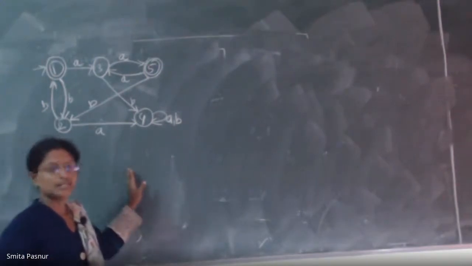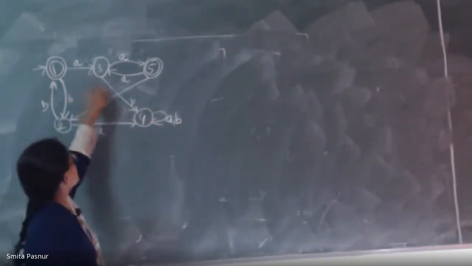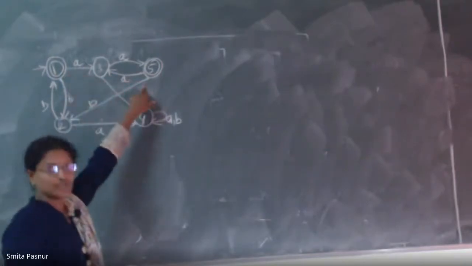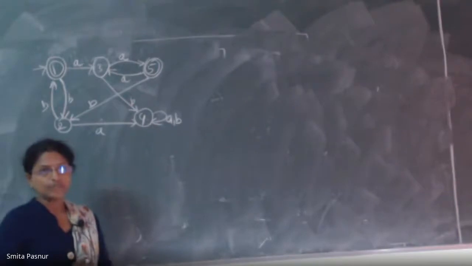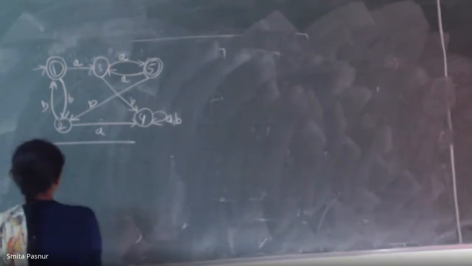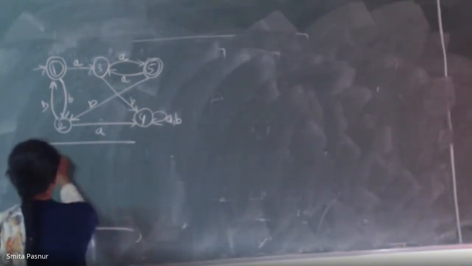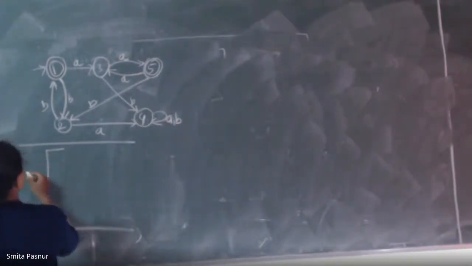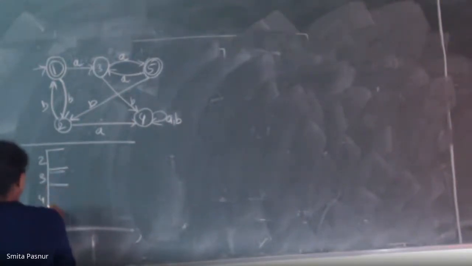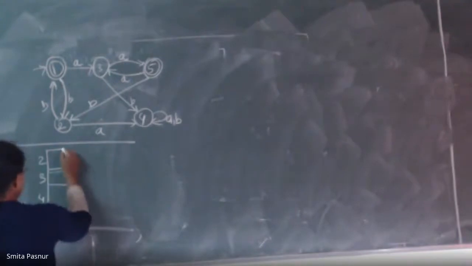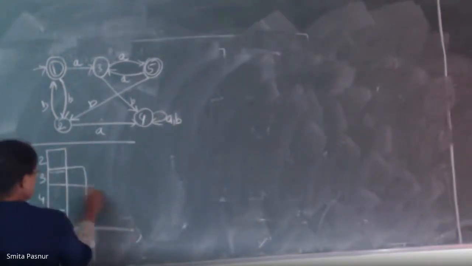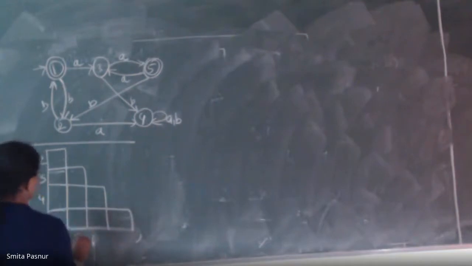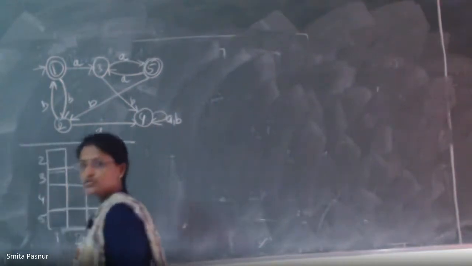As you can see here, two final states are there: state 1 and state 5. As I told you, the first step we should do is to construct the table. So this is how you should construct the table.